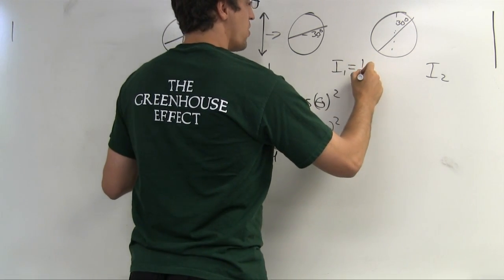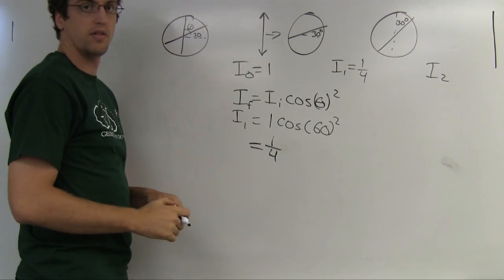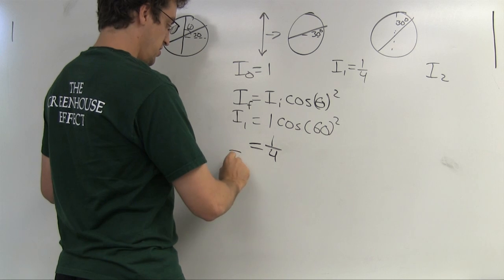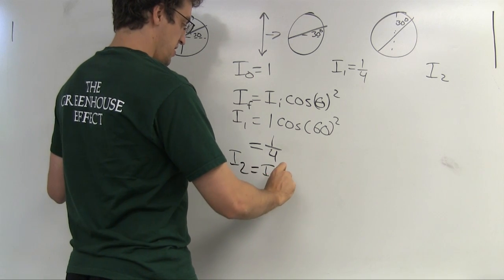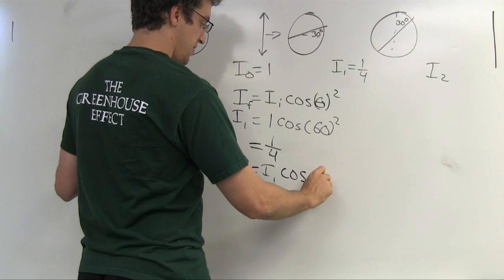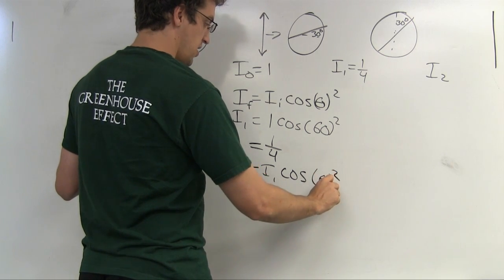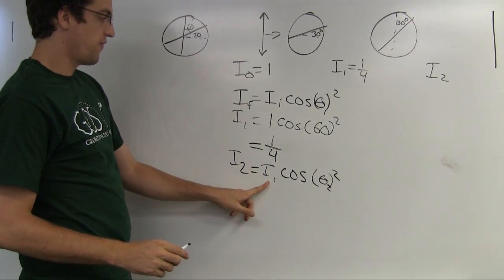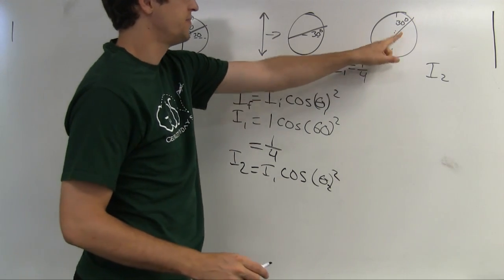So, we're then going through a second filter. And so we would say I2 is equal to I1 times cosine of the new theta squared. I'll call it theta 2, and I'm going to go back and call the first one theta 1. So we know I1 is 1/4, but what about theta 2?